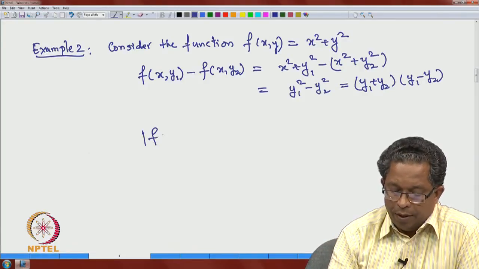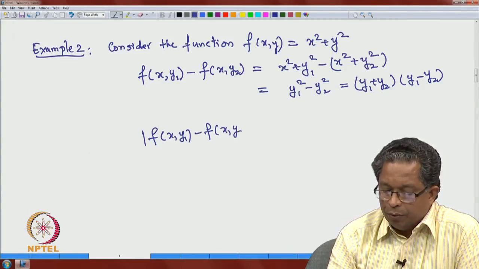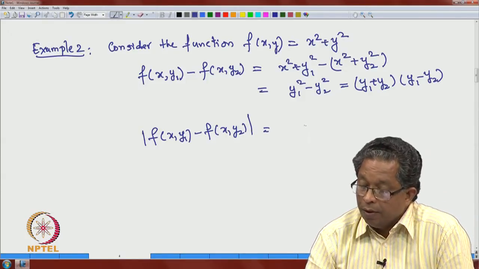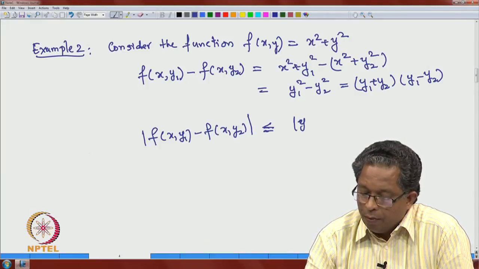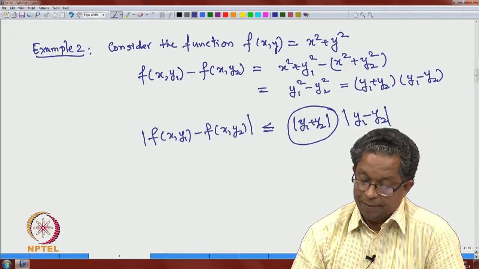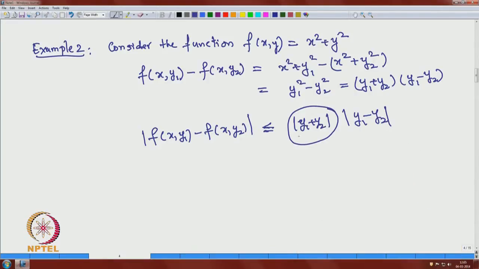Therefore, the modulus of f of x, y1 minus f of x, y2 is less than or equal to the modulus of y1 plus y2, if we can bound it, times the modulus of y1 minus y2. We know that this quantity y1 plus y2, as long as these points are arbitrarily varying in all of R2, is not bounded.